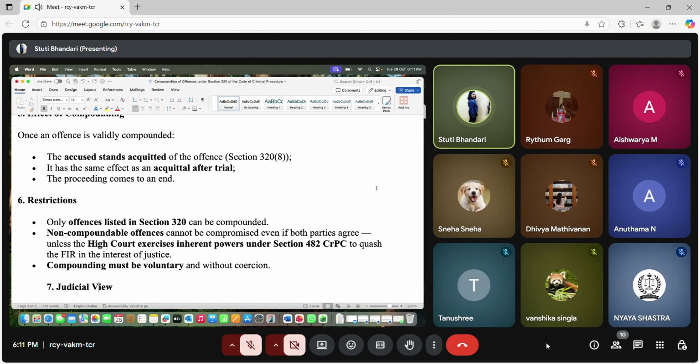which is 359 BNSS. So it has a list. When you open your bare acts, you'll find a list. So only those sections would be compounded which are explicitly mentioned in the sections of BNSS or CRPC, whatever you are referring to. Now you might be thinking, how will the parties compromise in a non-compoundable offence?